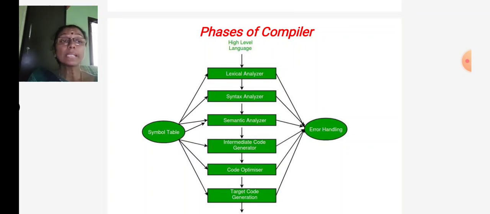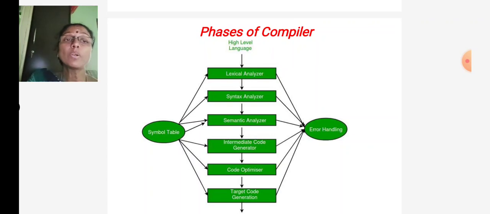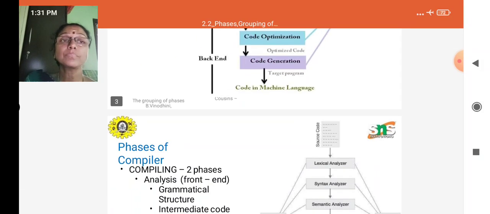The error handler is very important for all the phases, because for every phase, if the statement is not correct, it produces an error. That error is handled by some error handling mechanisms or algorithms by the error handler. So these are the 6 phases of a compiler, and among them we have the symbol table and error handler.